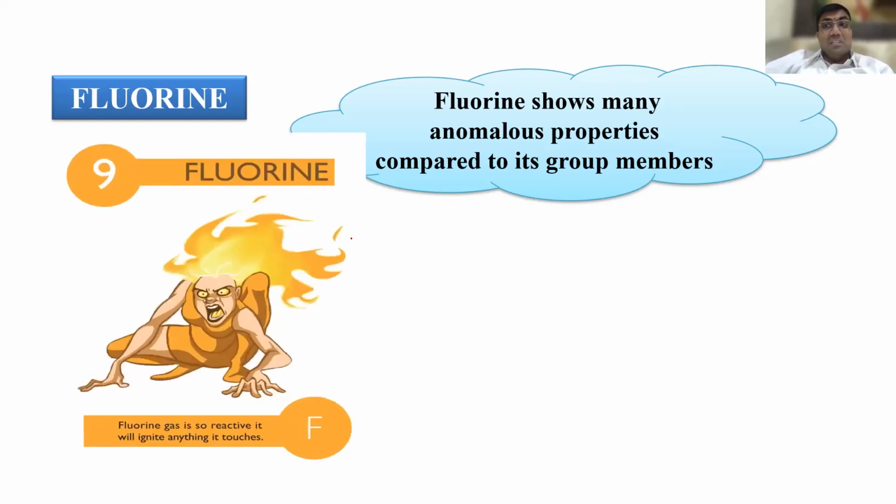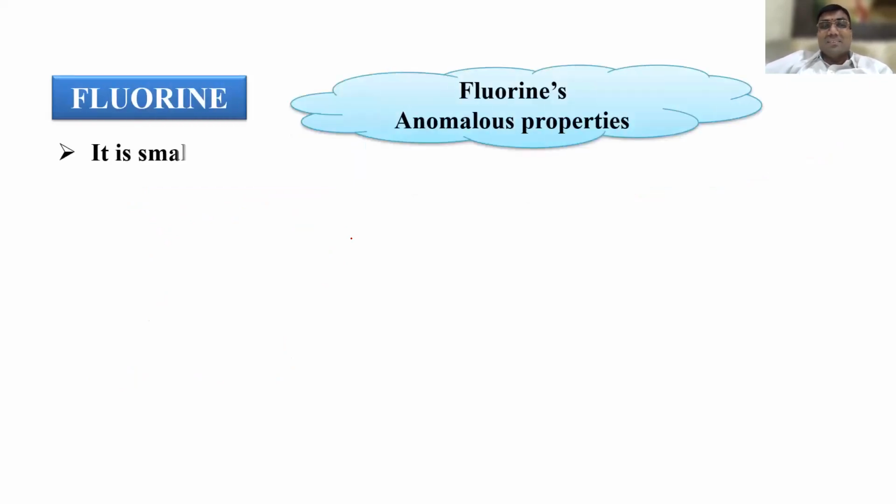It is very fearful. See here, it is very reactive. Why? Because it wants one electron. It is smaller in size. That's why its electron affinity is less than chlorine.